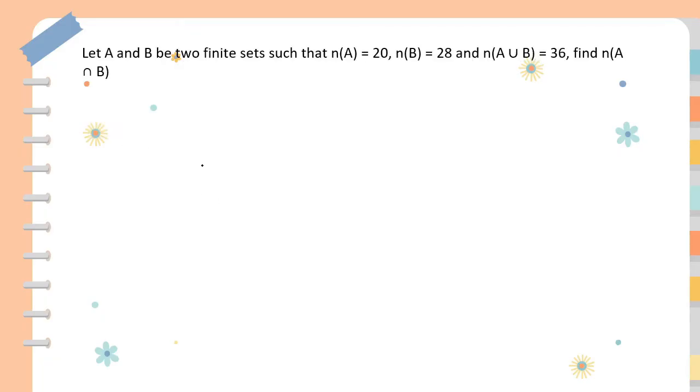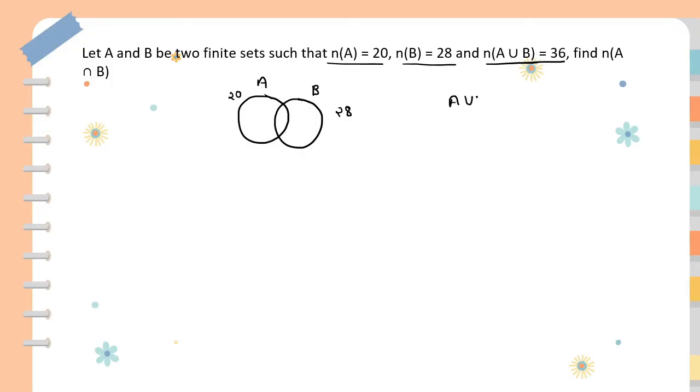Now we are moving to the word problem. A and B are two finite sets such that n(A) is 20, so the cardinality of A is 20. Let us assume this is set A, so there are 20 elements in this set. Set B includes 28 elements, and A union B is 36.